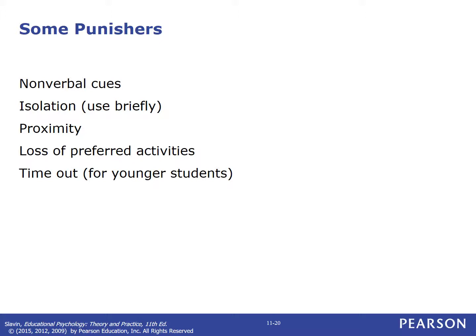Just like proximity can be a reinforcer if the student finds it pleasant, proximity can be a punisher if he doesn't find it pleasant. So if he doesn't want the attention of the teacher coming and standing by him, it can be a type of punishment. Loss of preferred activities. So again, rewards. Rewarding someone means giving them something that they consider pleasant. But if you say, okay, well, we're not going to do recess today, or we're not going to have this pleasurable thing, that's a punishment. And finally, for younger students, timeout can be a punisher.